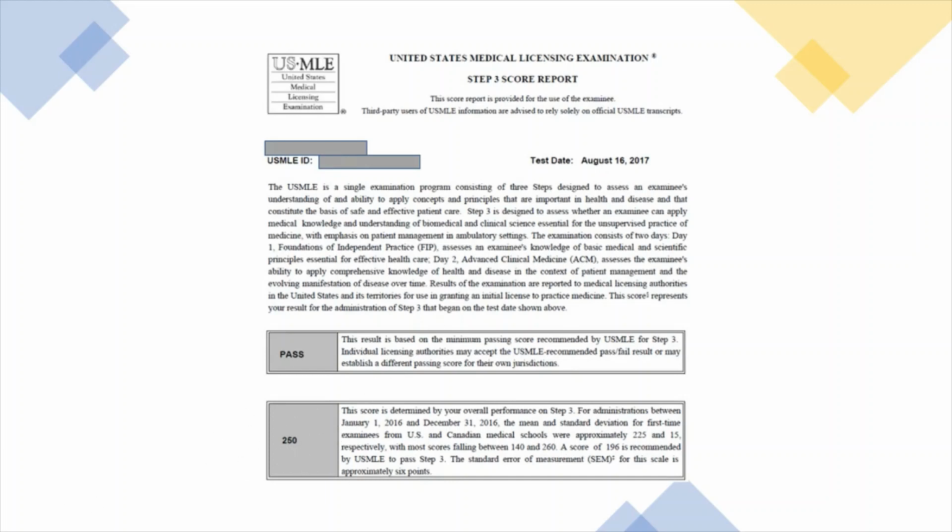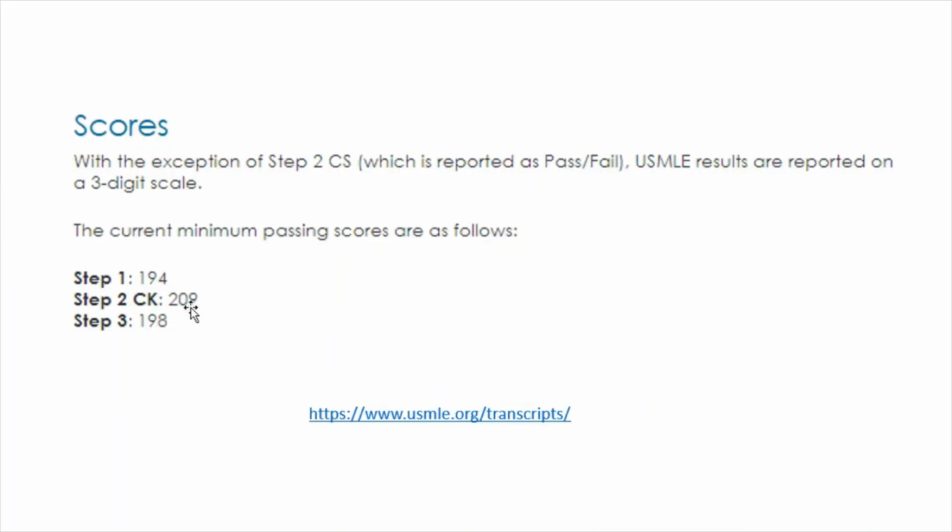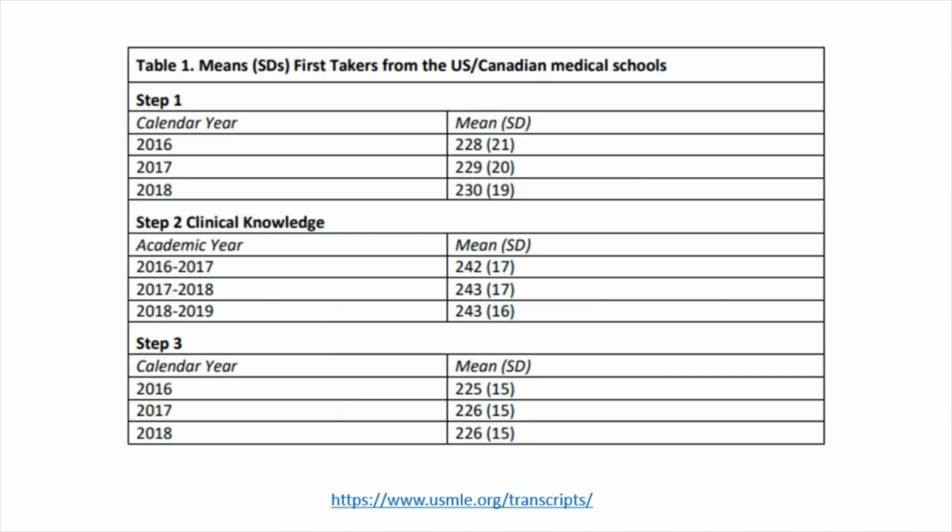So before we go over what the scores mean, I'll just go over the minimum passing scores, and you can see them here. Again, this information is freely available on the USMLE website. Here's the link. And then here are the mean scores, and this is from US and Canadian medical school students, first time takers, and these are the years. Again, this information is freely available on the USMLE website.